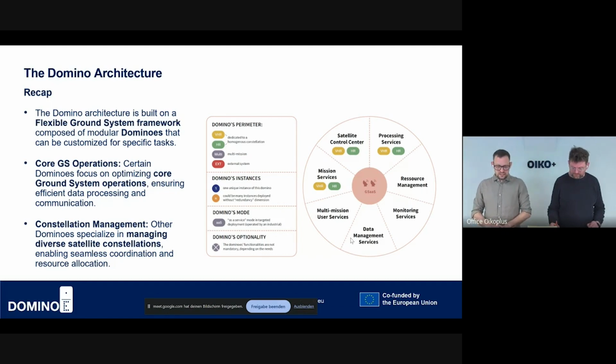So you see that some of the dominoes are focused very much on the core ground system operations, like managing the data flows, optimizing the scheduling, and improving how data is processed and delivered. And some others are dedicated more to constellation management, helping to coordinate and allocate resources across multiple satellites.